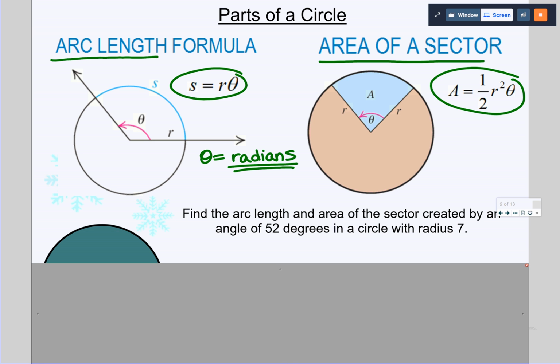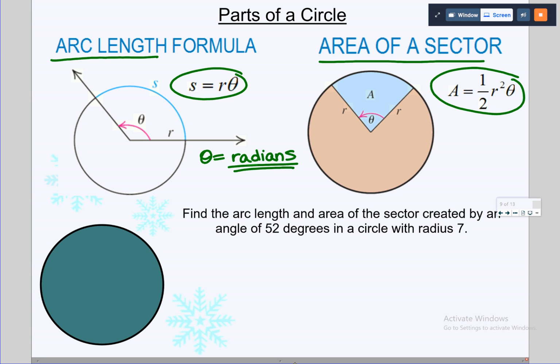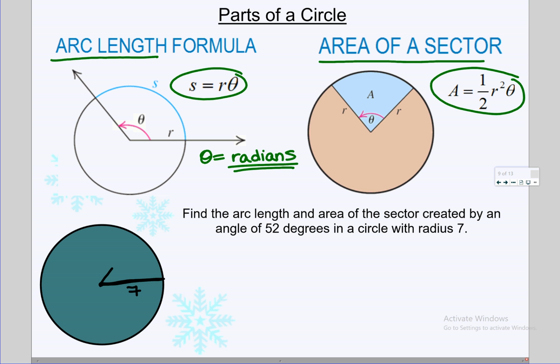Okay, so quick example of how you would use these. I just drew kind of a sketch of a circle here for you. It says find the arc length and the area of a sector created by an angle of 52 degrees in a circle that has a radius of 7. So if you want to make a sketch from the center of your circle out, and if I have a choice, I'm always going to make my angle start there because that's what our standard position angles look like. Radius is 7, angle of rotation 52 degrees.